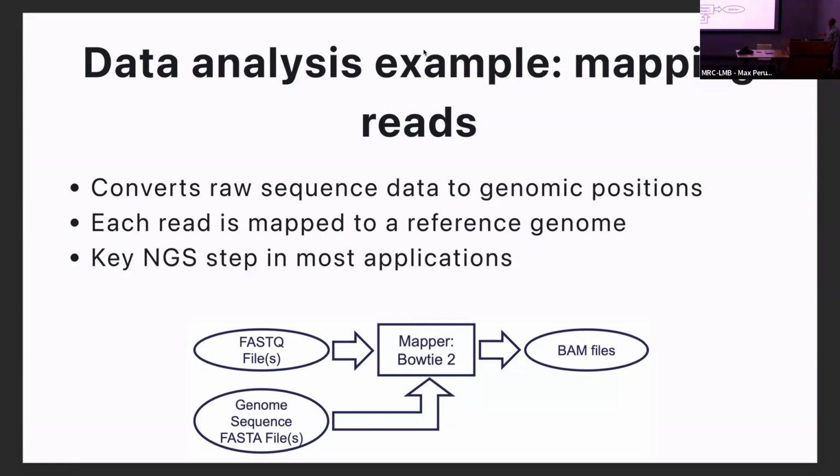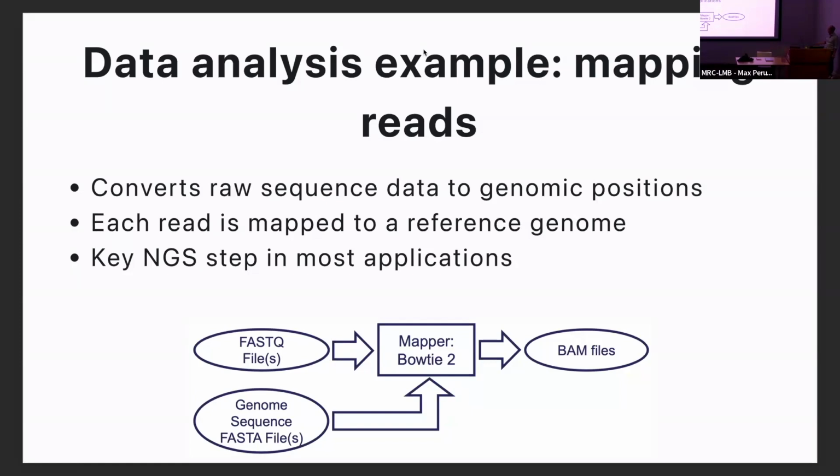So what you would do typically is you would get some sort of mapping tool. Bowtie 2 is one of these. There are other tools called BWA, STAR, and so on. And what you do is you provide it with your FASTQ files, and you would also download some sort of reference genome in FASTA format. And you would pass this to your mapping tool.